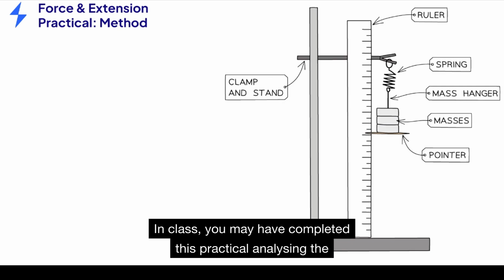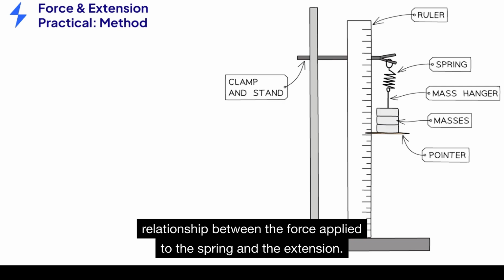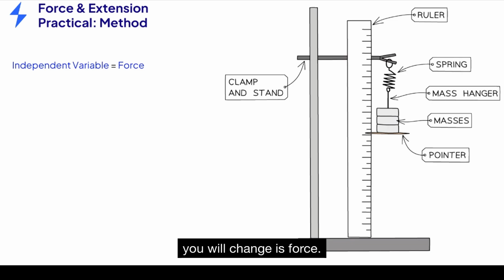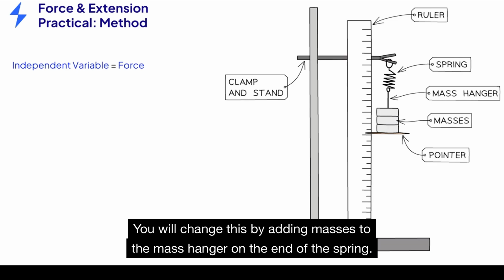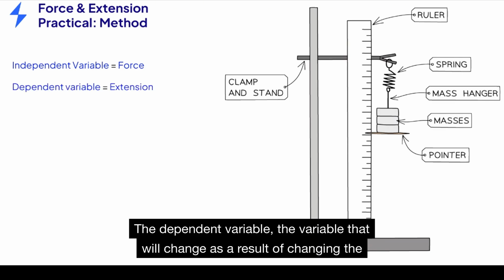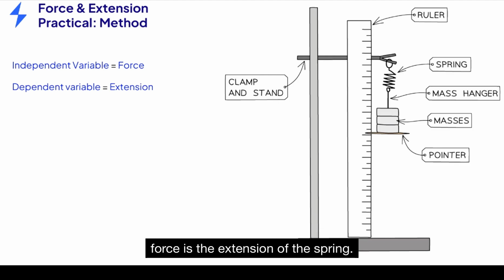In class, you may have completed this practical, analyzing the relationship between the force applied to the spring and the extension. In this experiment, the independent variable, the variable that you will change, is force. You will change this by adding masses to the mass hanger on the end of the spring. The dependent variable, the variable that will change as a result of changing the force, is the extension of the spring.